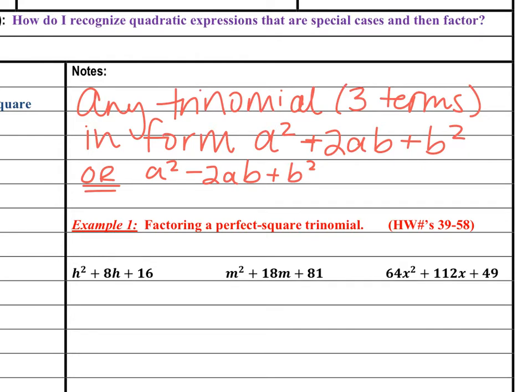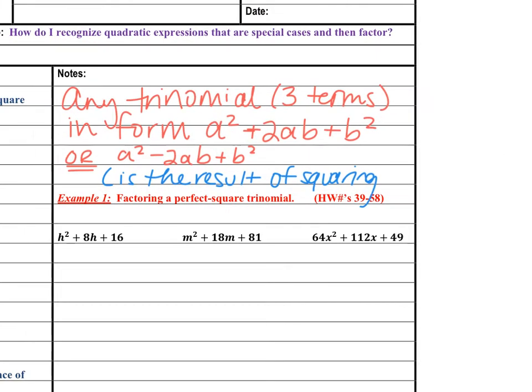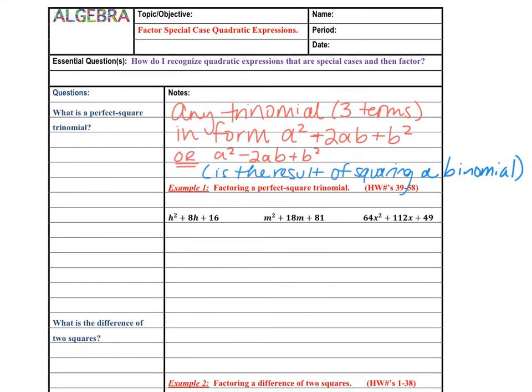And it's the result, or I guess we could say maybe the product, the result of squaring a binomial. So what this means, actually I'll wait until you write that down.